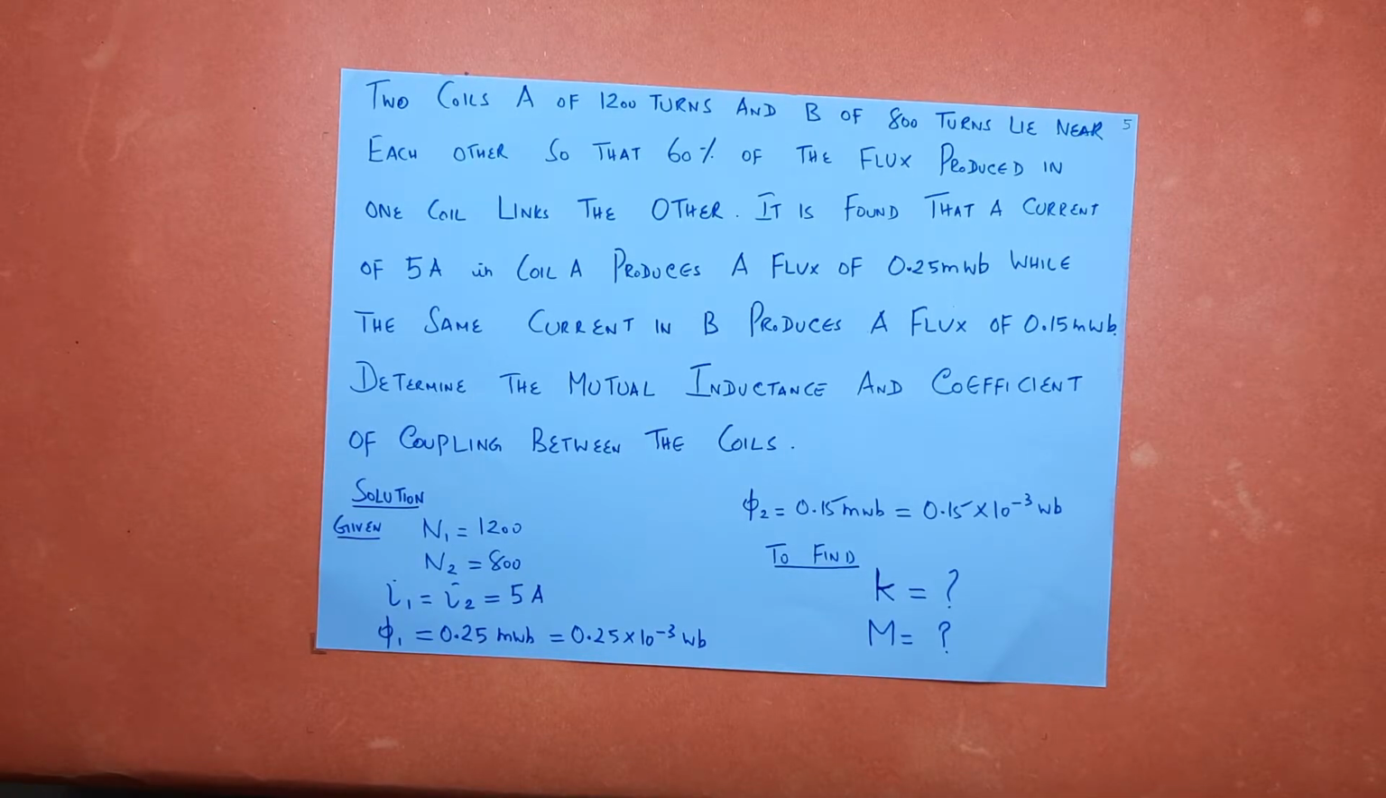It is found that a current of 5 ampere in coil A produces a flux of 0.25 milliweber, while the same current in B produces a flux of 0.15 milliweber. Determine the mutual inductance and the coefficient of coupling between the coils.